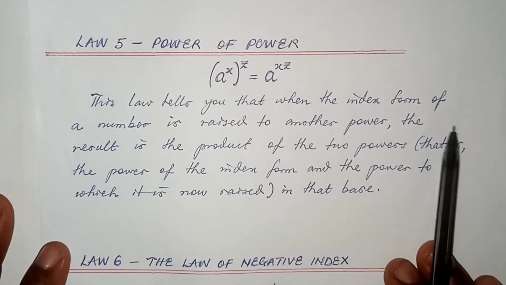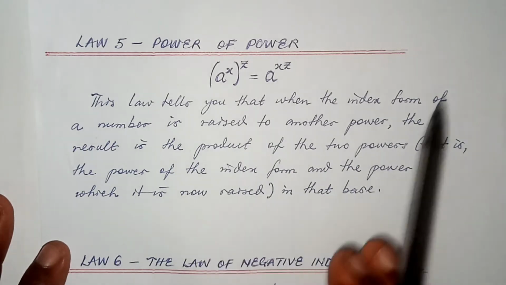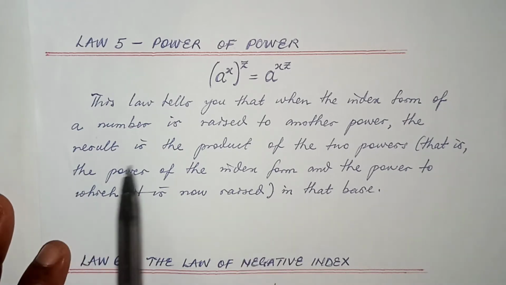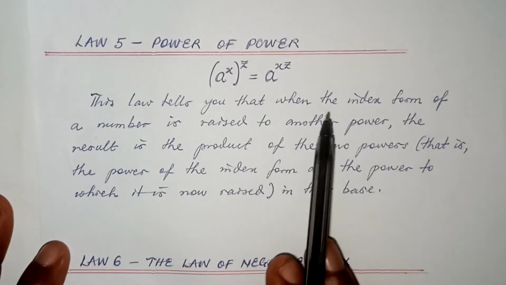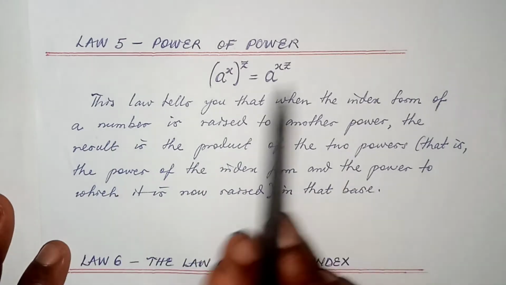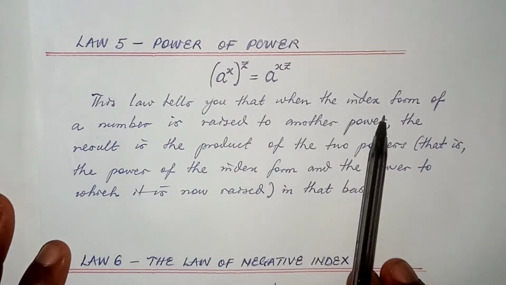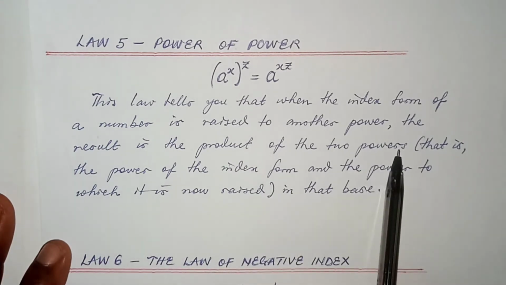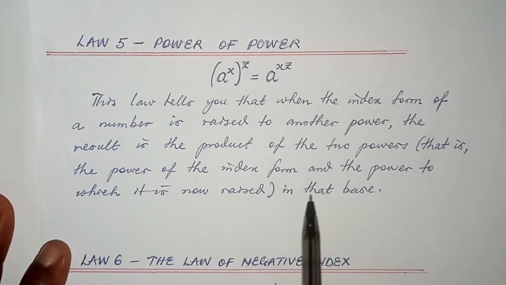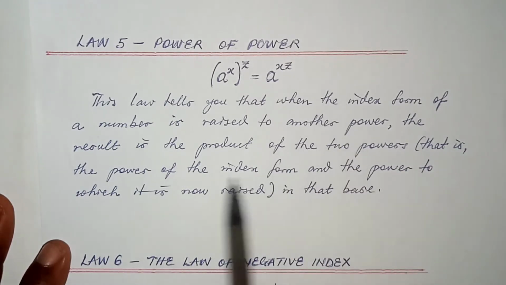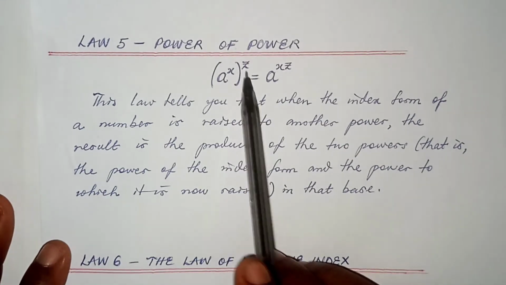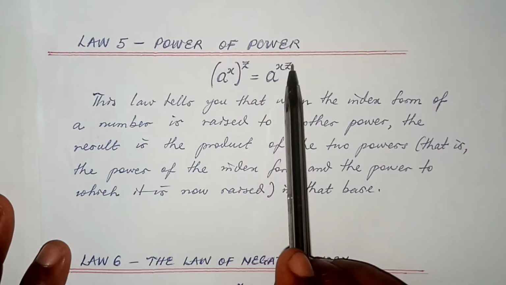So, let us consider law number 5, power of powers. So, this law tells you that when a number in exponential form is raised to another power, the result is the same as the base of the exponential form raised to the product of the power of that exponential form and the new power. So the law tells you that when the index form of a number is raised to another power, the result is the product of the two powers. What powers are we talking about? The power of the original exponential form and that of the one it is raised to. So a raised to power x, raised to z, is the same as a raised to power x times z.